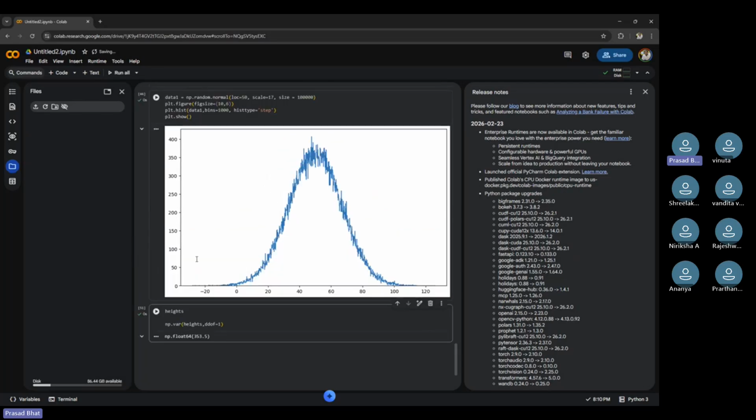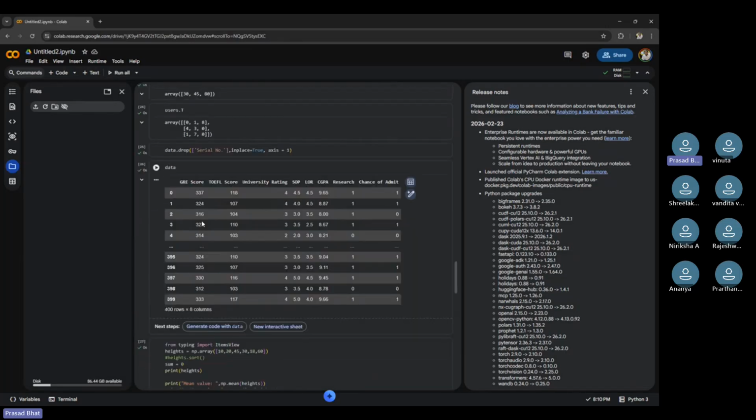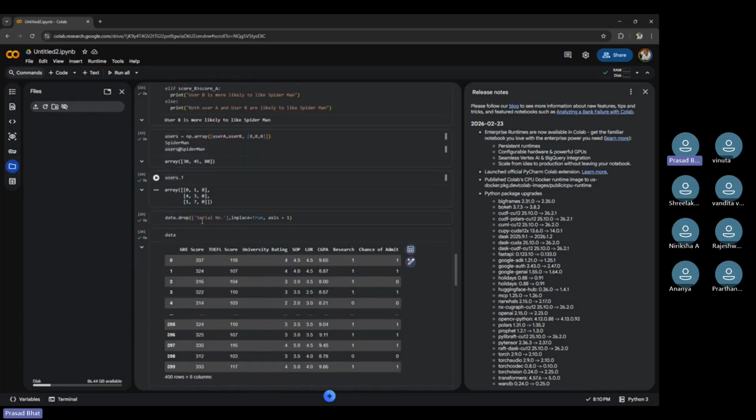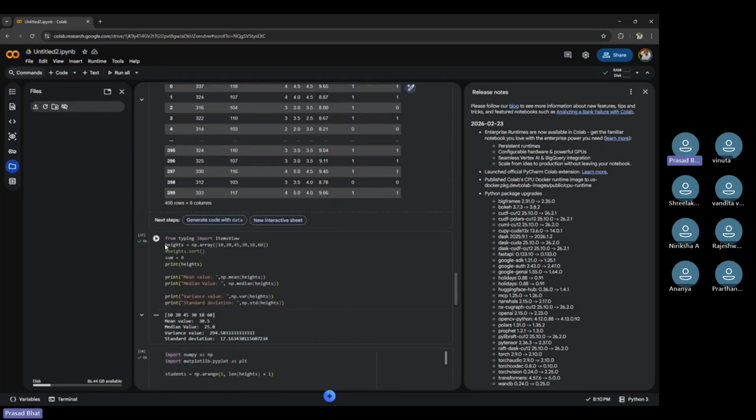Because we are only considering some sample of the entire population. Make sense? It's a simple concept. Now we have heights. Let's take something else, say for example, weight. Where was the height variable? Yeah, it's here.